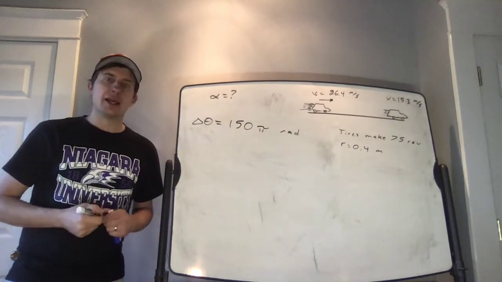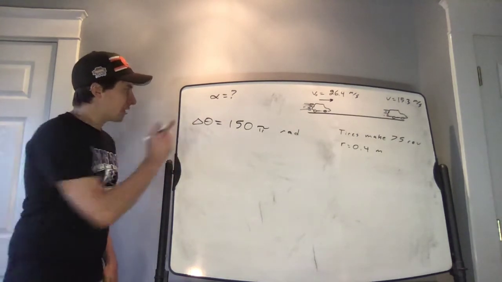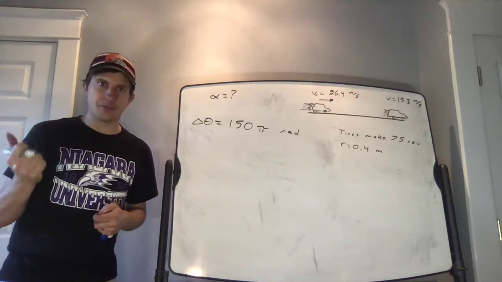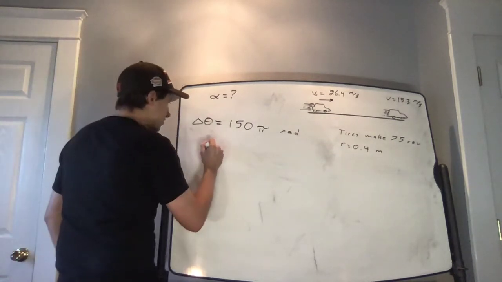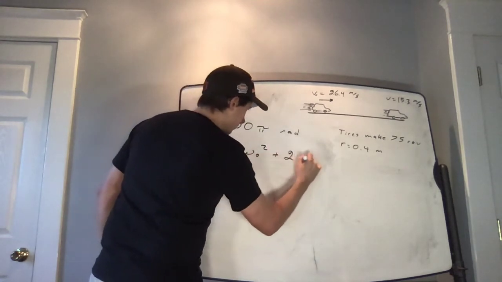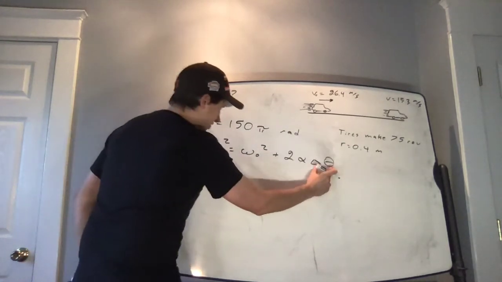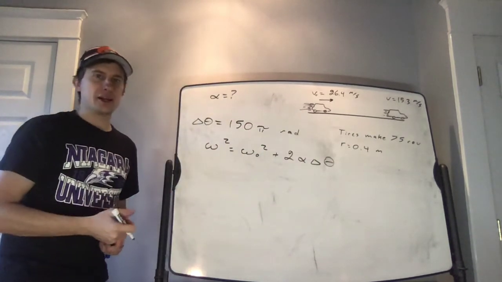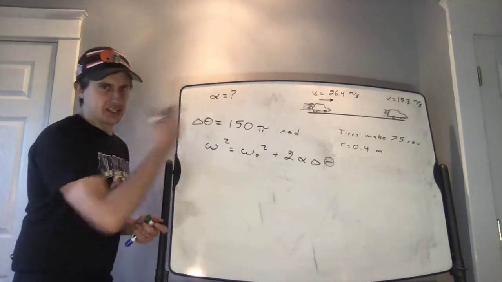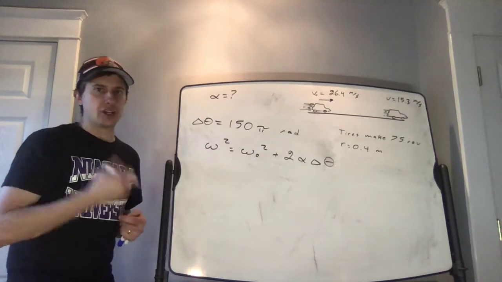So I'm just going to leave it as this, but this is the angle through which the tires spin. Let's think about what we have now and where we're trying to go. We want alpha. We have the angle through which the tires spin. Is there an equation that might be helpful here? And yes, there is. If we look at omega final squared equals omega initial squared plus 2 alpha delta theta, the angle through which the tires spin will be my delta theta. That's 150 pi, a little bit bigger than 450. Alpha is really what we're trying to find, so it needs to be in there. And we have the initial and final angular velocities of the tires.